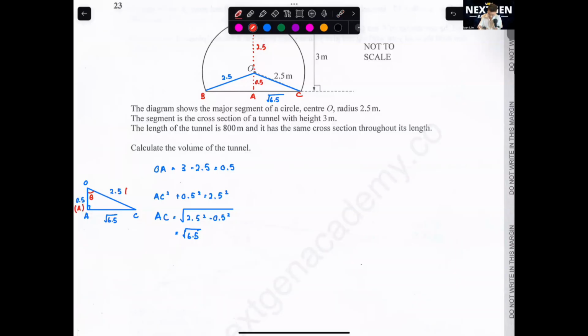Okay, adjacent, hypotenuse, so cos AOC is equal to 0.5 over 2.5. So the angle AOC is equal to inverse cos of 0.5 over 2.5, which is equal to 78.46 degrees.